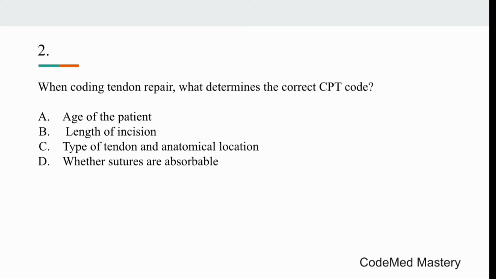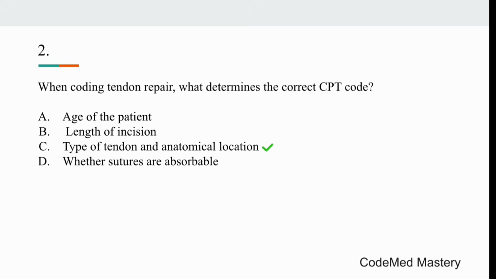When coding tendon repair, what determines the correct CPT code? Option A, age of the patient. Option B, length of incision. Option C, type of tendon and anatomical location. And option D, whether sutures are absorbable. Can you think of the right answer? The right answer will be option C, type of tendon and anatomical location.